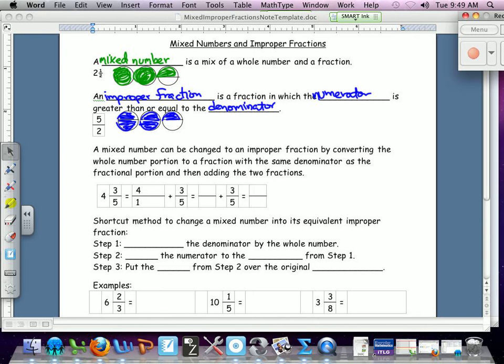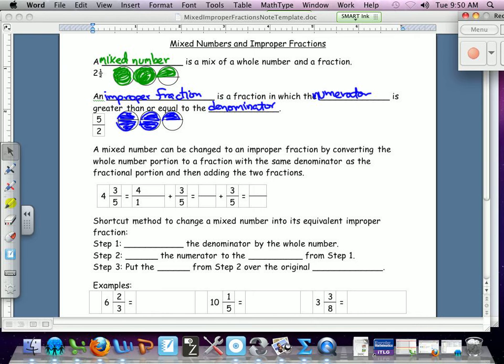So we're going to talk about the long way of thinking about how a mixed number changes to an improper fraction, but then we're going to do a shortcut method so that we can play a bingo game and get through these numbers pretty quickly. So a mixed number can be changed to an improper fraction by converting the whole number portion to a fraction with the same denominator as the fractional portion. So basically, if I had 2, I would say, well, how many thirds is that? Each one of those 2 is 3/3, so I have 6/3, that sort of idea. And then adding the 2 fractions.